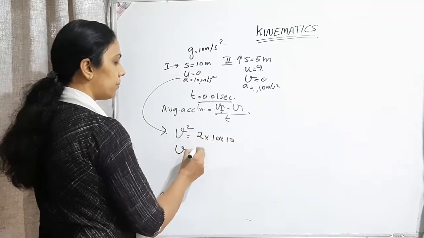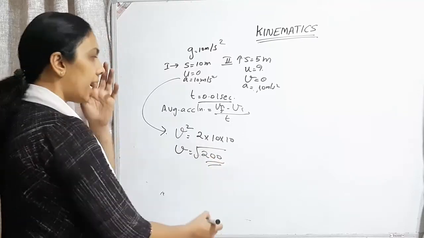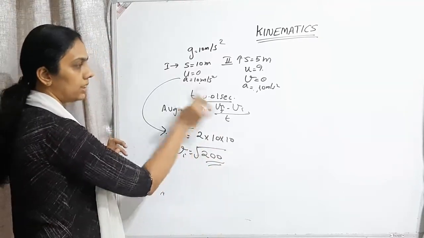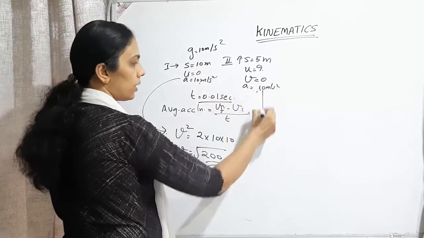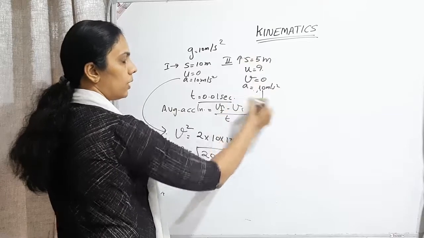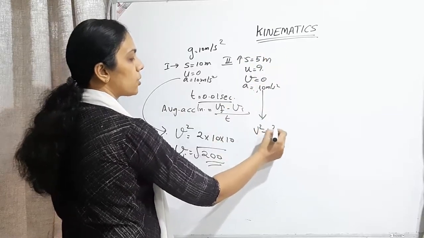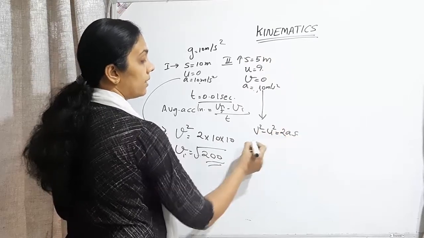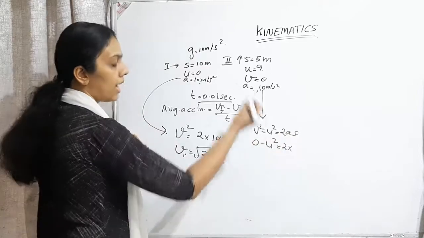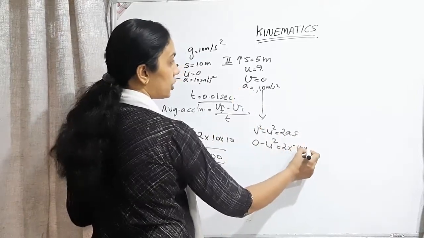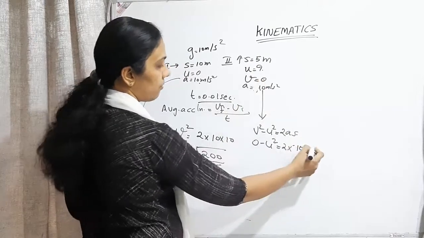Okay, therefore B will be equal to root of 200. This is V. That will be the initial velocity here. Initially it is happening this much. Now we need to find out the initial velocity at this position. V square minus U square equals 2AS. Therefore 0 minus U square equals 2 into acceleration, which is acting in the upward direction, into S. What is S here? S is 5.